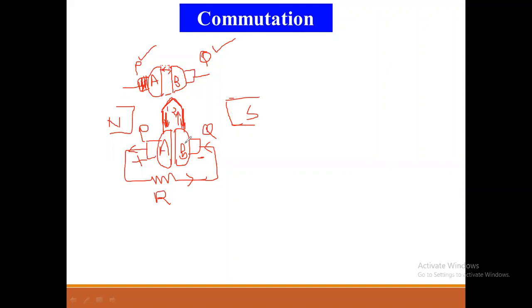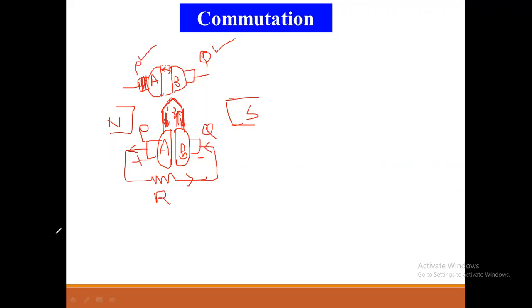See, in that situation, the current flowing from conductor 1 is towards the positive brush, that is the P brush. The current flowing from conductor 2 is away from the negative brush. The current flows from the negative brush towards the positive brush. Okay, so I have also shown the current direction.